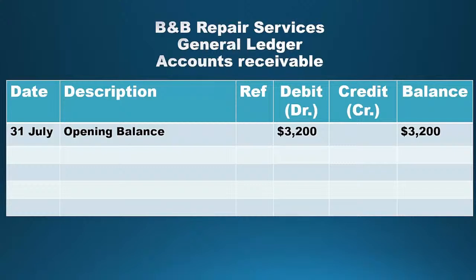2. Accounts receivable. Accounts receivable represents the money owed to the business by customers who haven't paid yet. As of July 31st, the company has $3,200 in accounts receivable. This is also an asset account, so the opening balance goes on the debit side of the ledger. 3. Supplies. The supplies account tracks the value of office or repair supplies the business has on hand. On July 31st, the balance is $1,030. Supplies are an asset, so this opening balance is recorded on the debit side of the ledger.